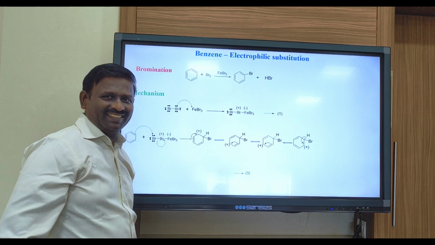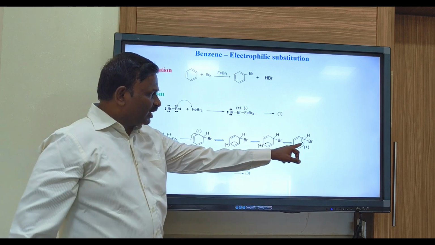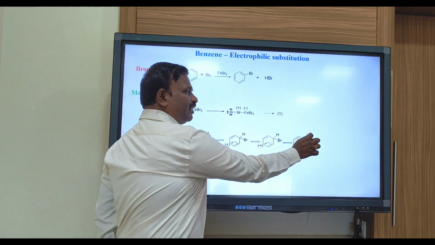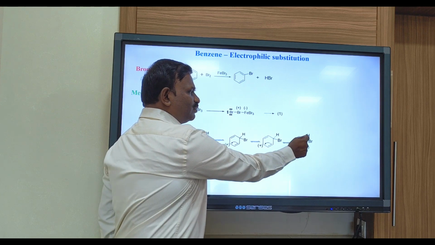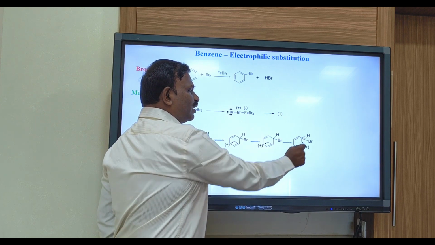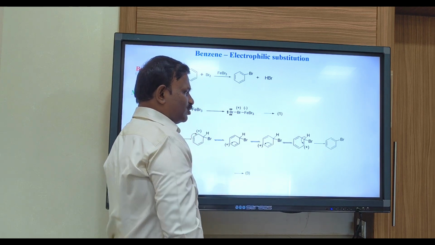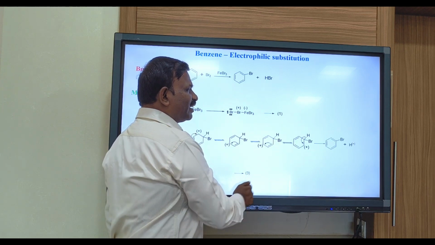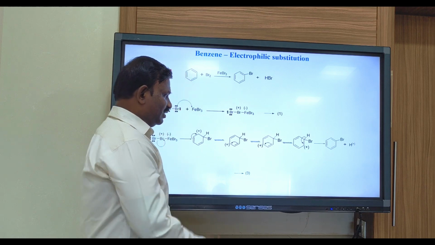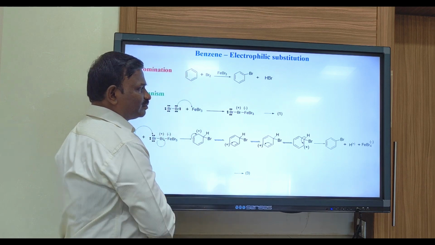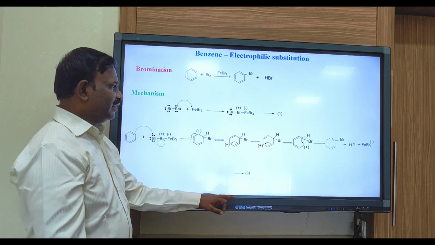will become deficient. To satisfy this positive center, the carbon-hydrogen bond breaks and the electrons between this carbon and hydrogen are utilized to satisfy the positive center, and it gives rise to bromobenzene with the liberation of hydrogen as a proton. This is the second step in the reaction.